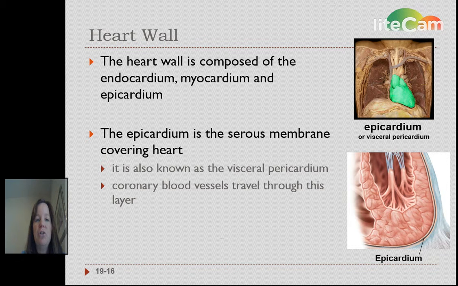All right, let's take a closer look at the wall of the heart now. And so here you can see they've done a section through the heart, and you can see this outermost layer here. We just called it the visceral pericardium, and now it's labeled epicardium. Well, it has two names. What can I say? So if you're talking about the pericardium, you might refer to it as the visceral pericardium. But if you're talking about the heart wall, you might refer to it as the epicardium. Same exact structure.